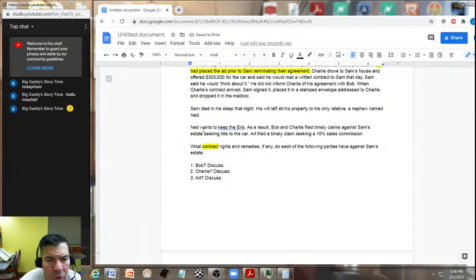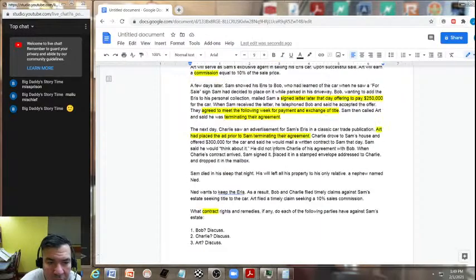Now, his will left all his property to his only relative, a nephew named Ned. Ned wants to keep the heirloom. As a result, Bob and Charlie filed timely claims against Sam's estate seeking title to the car. Art filed a timely claim seeking 10,000, excuse me, 10% of the sales commission, which, depending on which contract actually goes through here, could be $25,000 or $30,000.